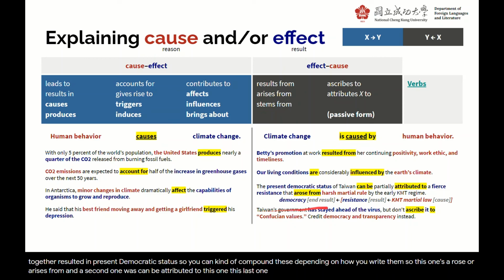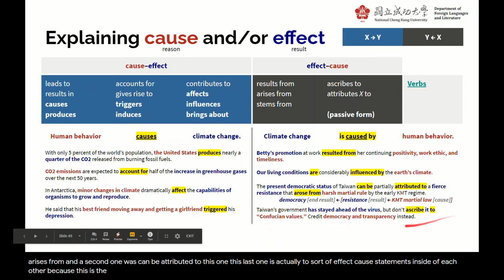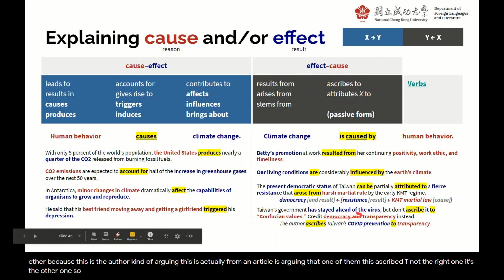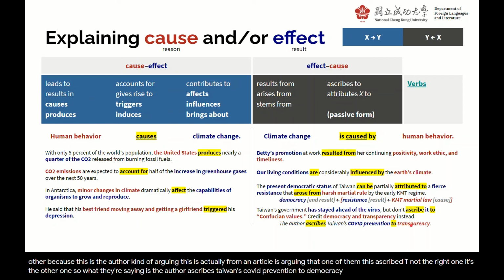This last one is actually two sort of effect-cause statements inside of each other, because this is the author kind of arguing. This is actually from an article, arguing that one of them, this ascribed to whatever cause, is actually not the right one, it's the other one. So what they're saying is the author ascribes Taiwan's COVID prevention to democracy.